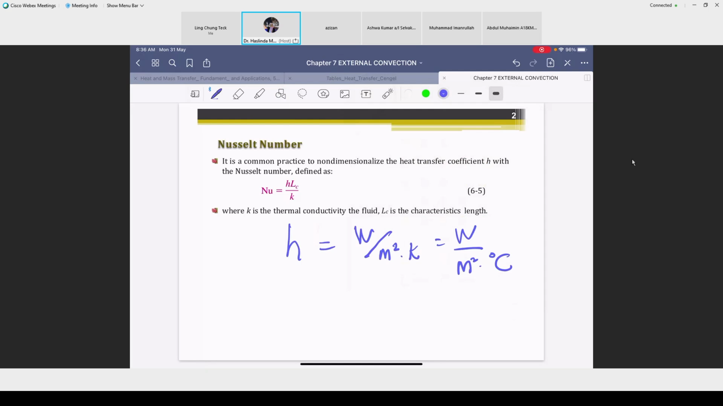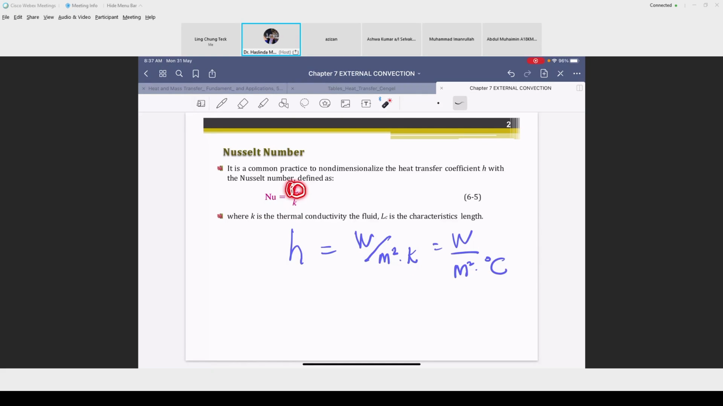We have to determine the H, convective heat transfer coefficient, ourselves. To determine that, one non-dimensional property named Nusselt number is used. This Nusselt number will help us to find H. Nusselt number is defined as convective heat transfer coefficient times characteristic length divided by K.